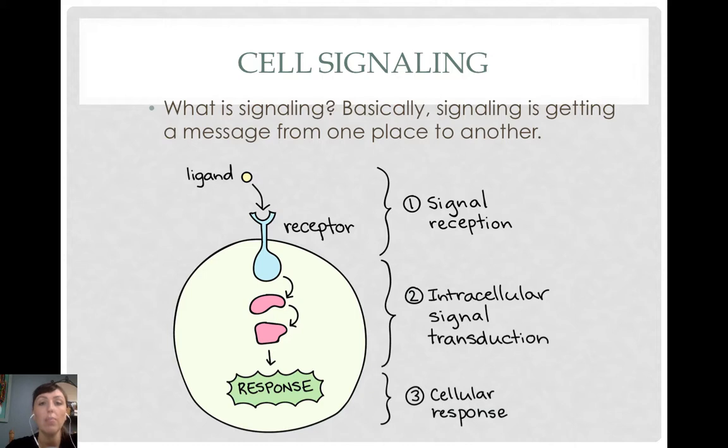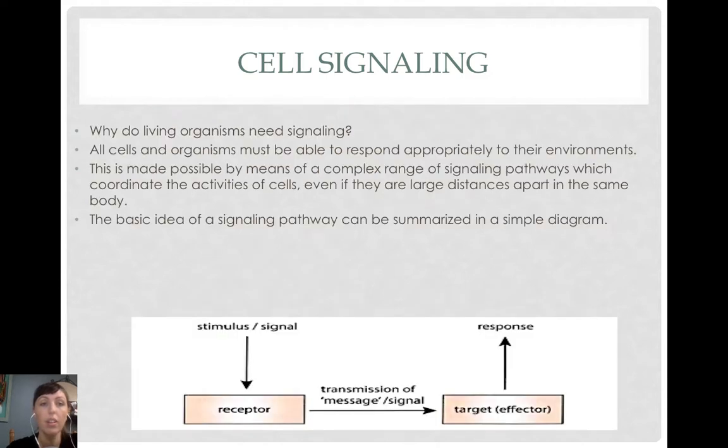Okay, so we talked a little bit about cell signaling, and I want to dive a little deeper into that. So, what is signaling? Basically, signaling is getting a message from one place to another. Take a second and look at this model. So, why do living organisms need cell signaling?